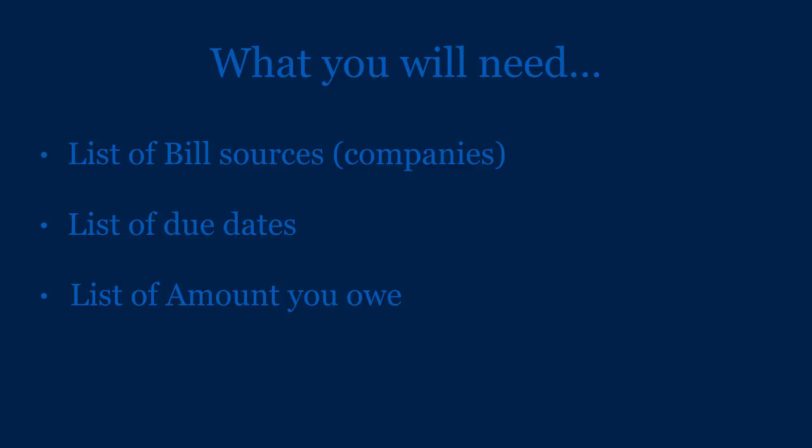You need a list of the due dates. So each company should have a due date that usually stays pretty consistent, and then a list of the amount that you owe. Now, this amount could fluctuate depending on the month. So again, this is the same situation as maybe your income and the dates that those sort of things come in, as they might change every month.